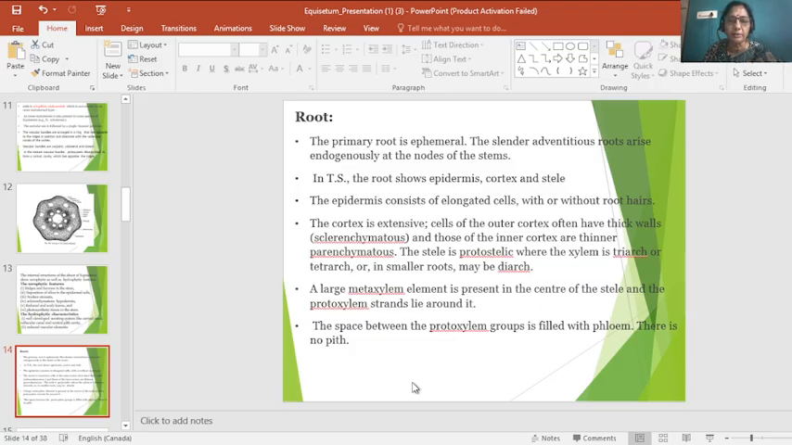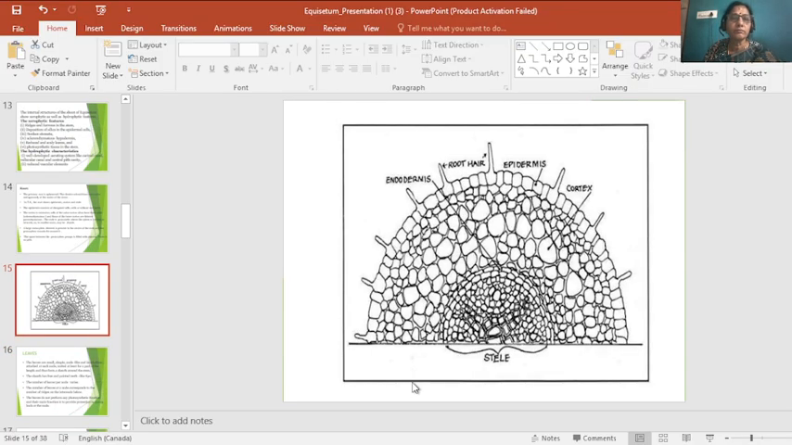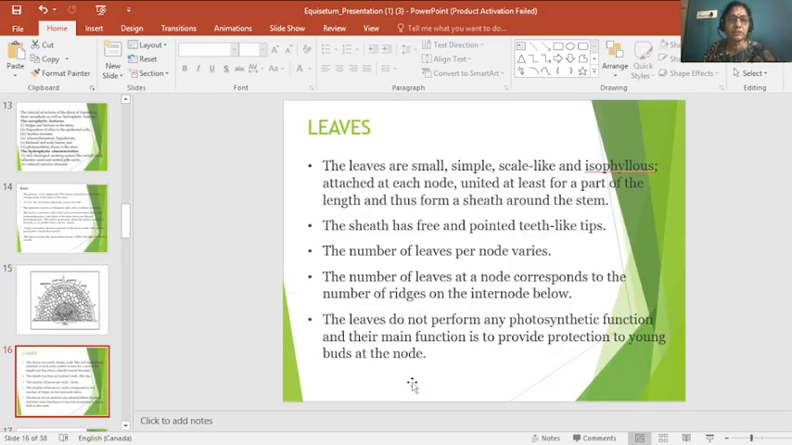The large metaxylem element is present in the center, and the protoxylem stands around it. The space between the protoxylem groups is filled with phloem, and there is no pith. So this is the structure of the root, where you will find the outer epidermis with the root hairs, inner the cortical cells, the outer and inner cortex. Inside the cortex is present the stellar region, where the stele is protostele with the diarch condition, metaxylem in the center, and the protoxylems towards the periphery.